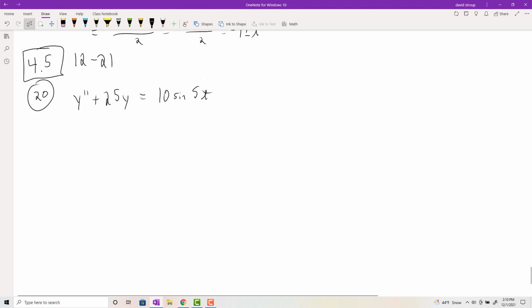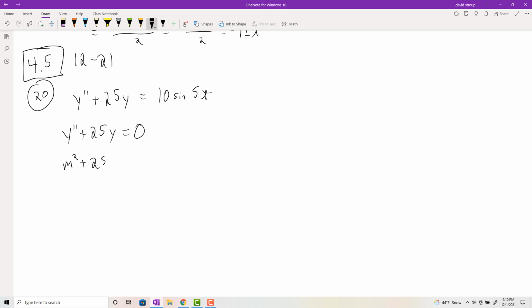Okay, so you've got two differential equations, kind of. The first one, you get the solution to the associated homogeneous differential equation. Set it equal to 0. Get the auxiliary equation, solve. Okay, then we have our complementary solution. So this will be c1 cosine 5t plus c2 sine of 5t.